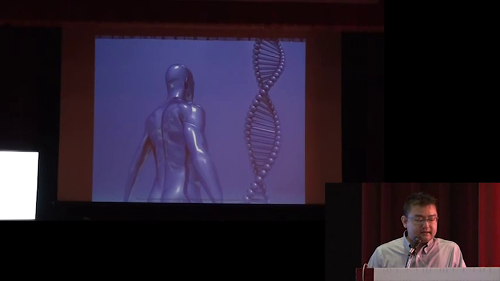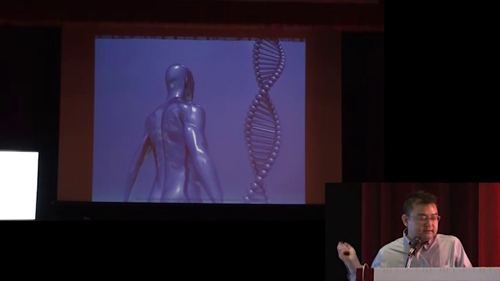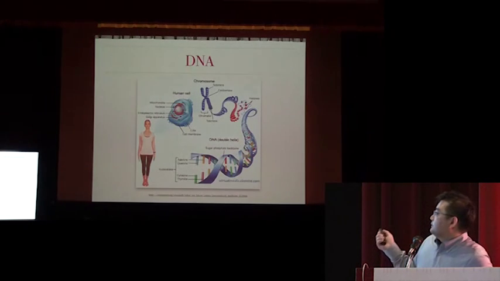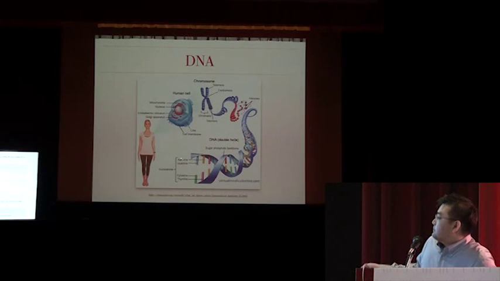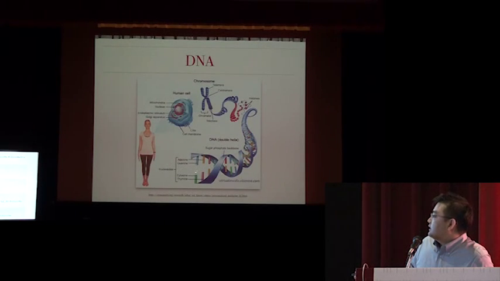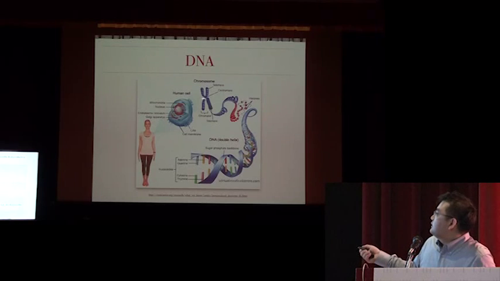Okay, so we talk about DNA. DNA is a short name of deoxyribonucleic acid. DNA is composed of 4 nucleotides: adenine, guanine, cytosine, and thymine. So we call it AGCT. It's from a cell, from a chromosome.